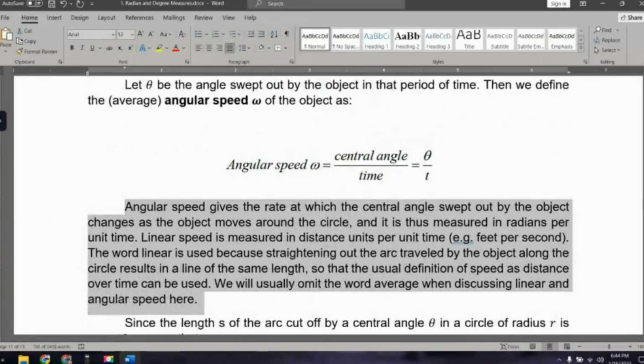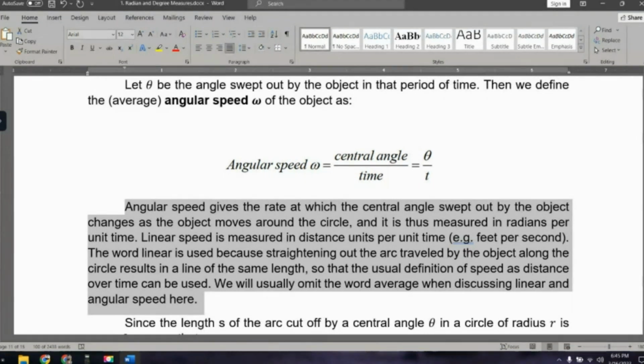Angular speed gives the rate at which the central angle swept out by the object changes as the object moves around the circle, and it is thus measured in radian per unit time. Okay? Yun yung measurement ng angular speed natin, radian per unit time. Linear speed is measured in distance units per unit time, for example, feet per second. Okay, distance over time siya, no?